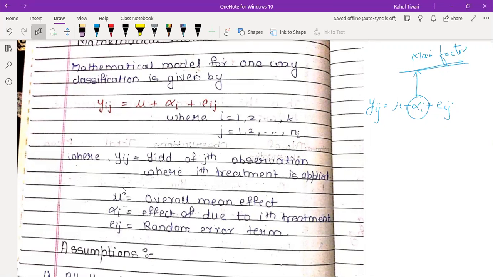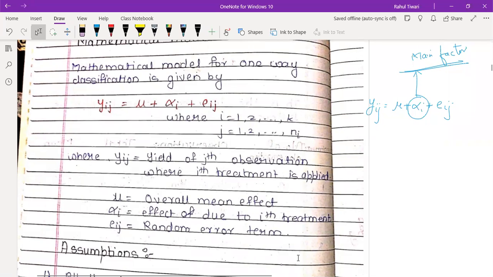So I am applying the ith treatment, that means I'm applying the technique to my students, and the output which we get is called Yij. Okay. And then this mu is called the overall mean effect, that you already know. Alpha i is called the effect due to the ith treatment.